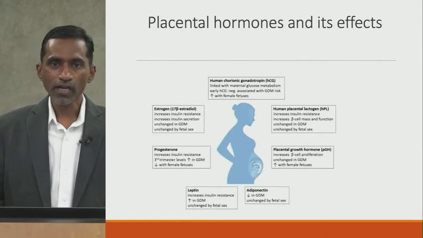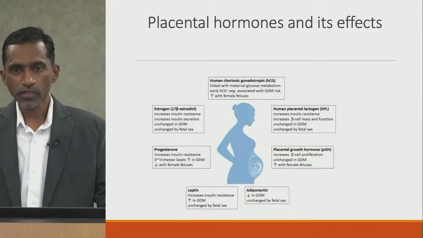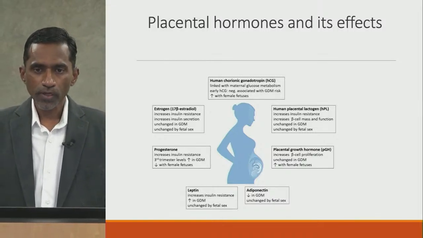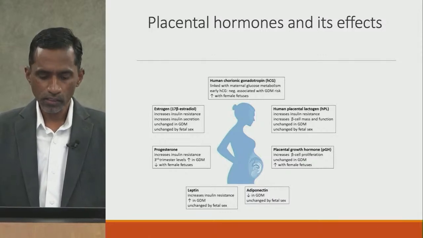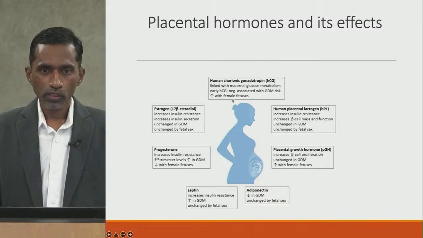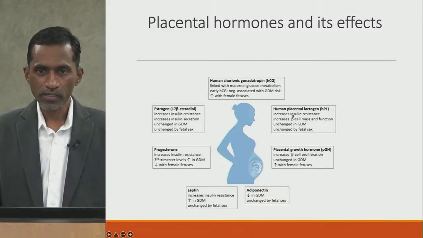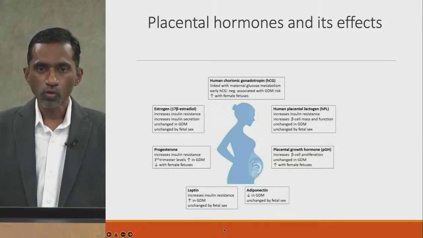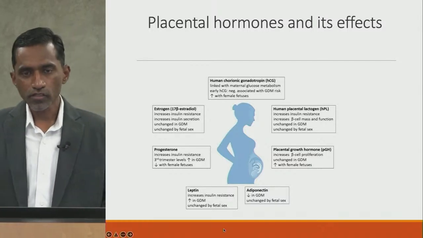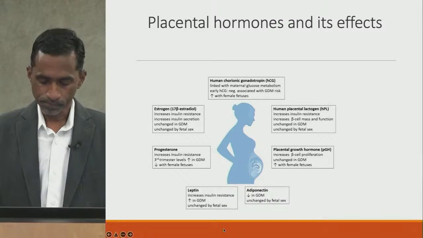So this is a schematic representation of the different hormones which are produced by the placenta. Here is the estrogen, the progesterone, and also the human placental lactogen. These are the three hormones which increase the insulin resistance. That again increases the blood sugars in the mother.